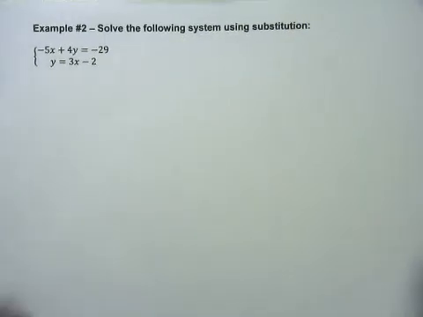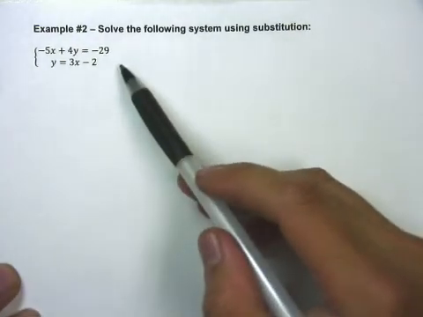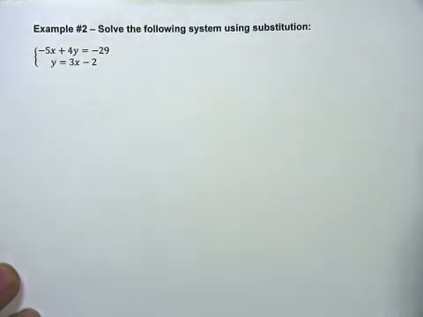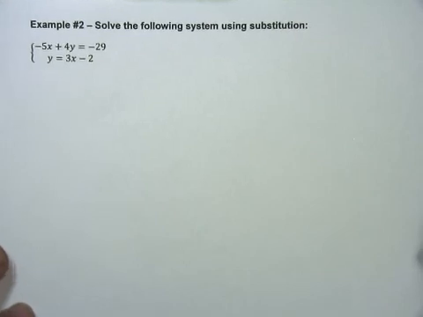All right, let's look at a second example. This time I have this system. First equation is negative 5x plus 4y equals negative 29. Second equation is y is equal to 3x minus 2. And so we're going to solve this system.